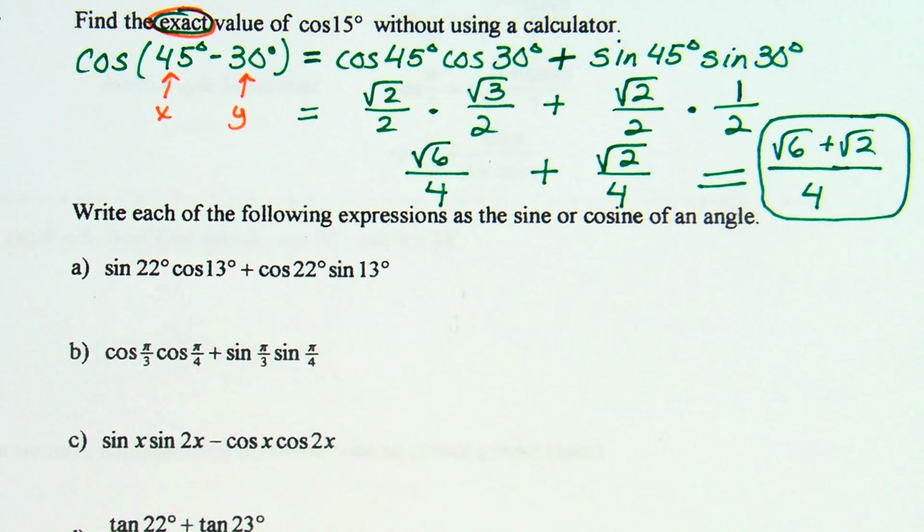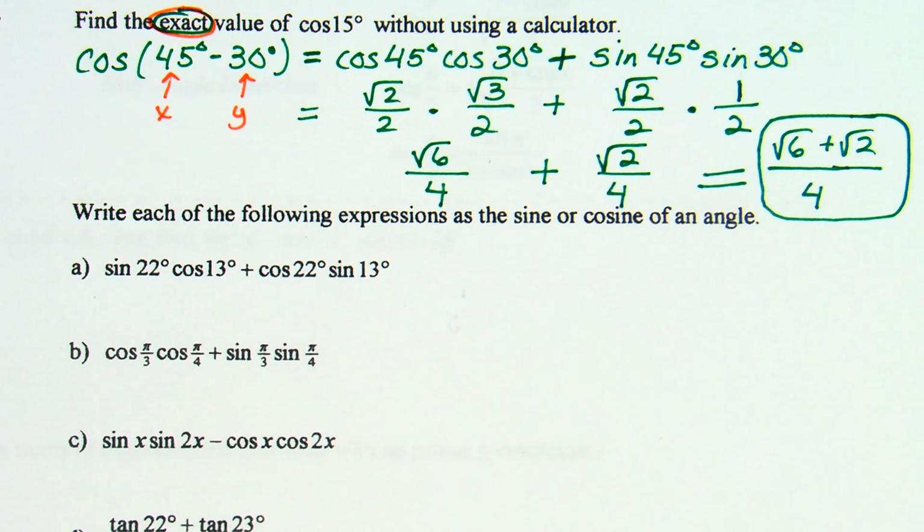Okay, ready for the even easier stuff? Yes, it gets easier in example 2. Not more difficult, it gets easier. Okay, write each of the following expressions as the sine or cosine of an angle. So your answer is going to be sine of blank, or cosine of blank, or tangent of blank. It just doesn't say that in the directions.